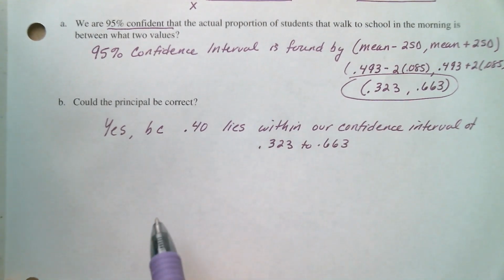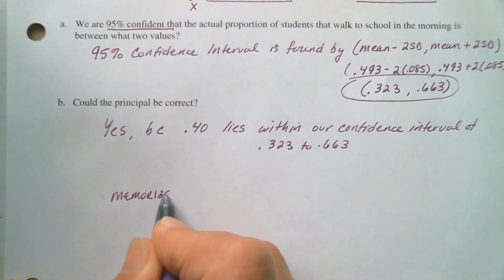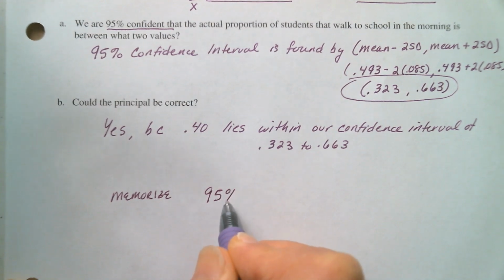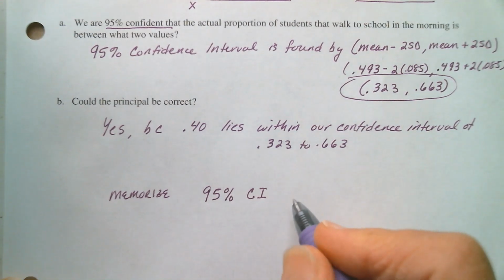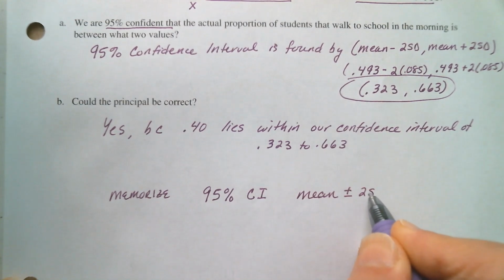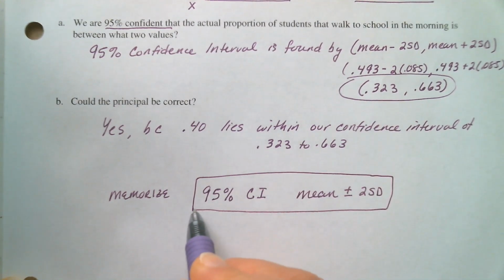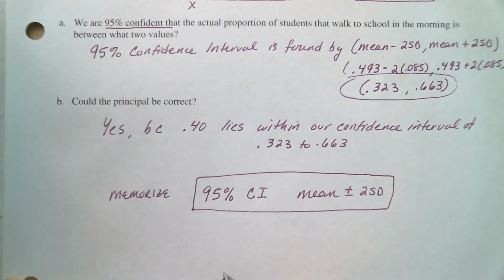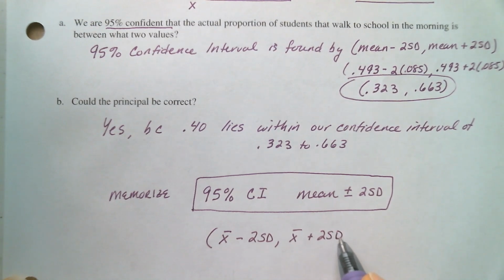Okay, so just in summary, please, you have to memorize, when we are looking for a 95% confidence interval, which I'll abbreviate CI, you take the mean plus or minus 2 standard deviations. That is x bar minus 2 times the standard deviation, x bar plus 2 times the standard deviation.